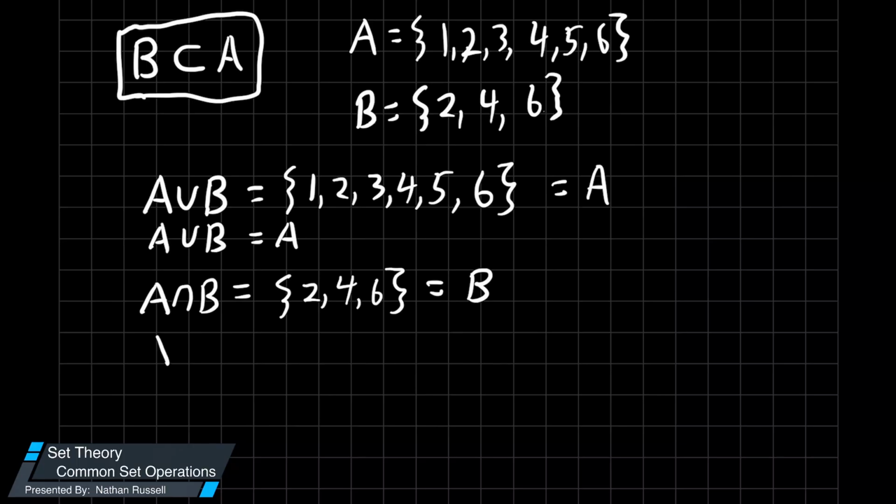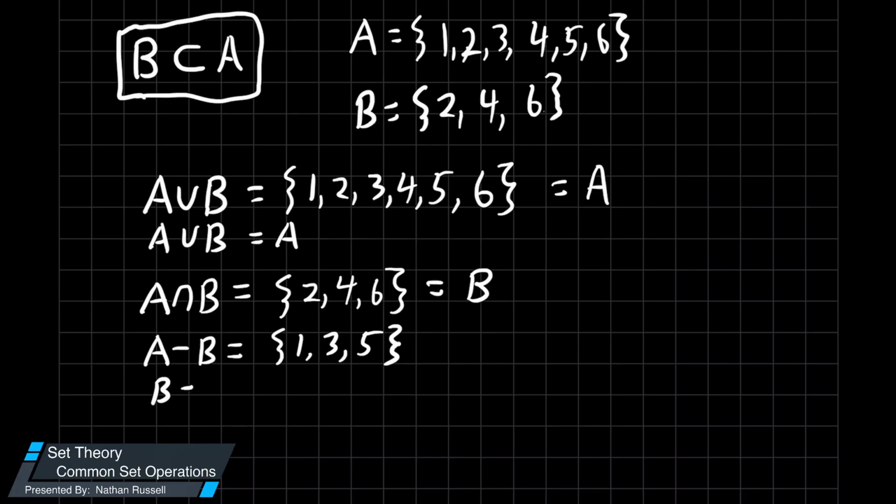Okay, now what about A take away B? So this would effectively be all the elements of A, but we remove the ones that are also in B. And so this one is not really degenerate. It actually creates this set. 1, but not 2. 3, but not 4. 5, but not 6.